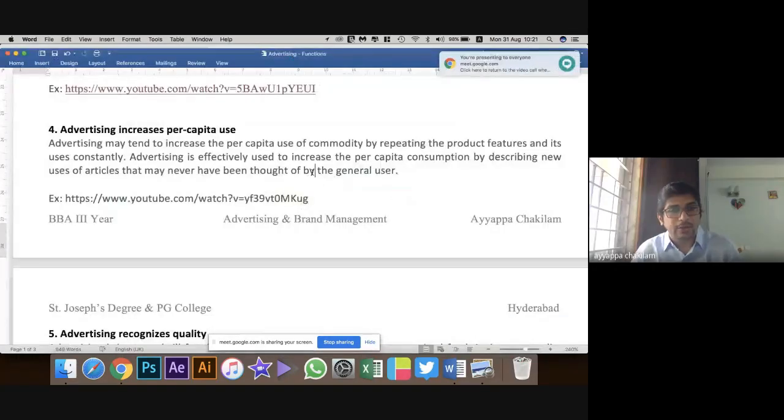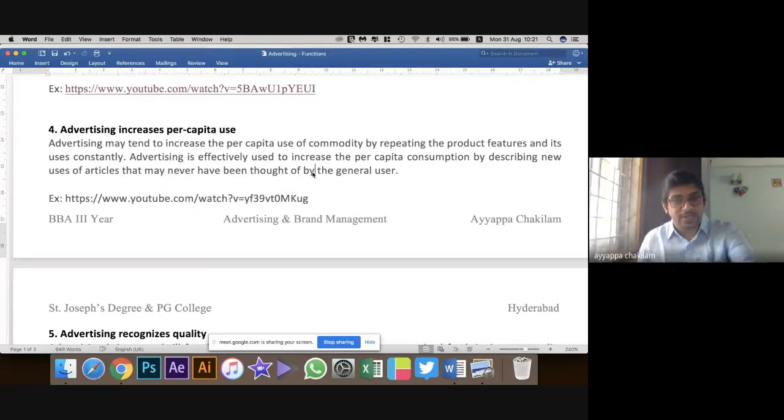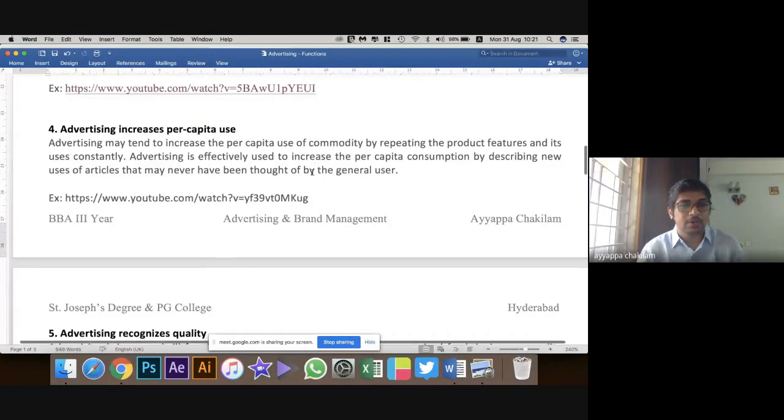So they're trying to tell the customers that Snickers is not only a chocolate which is tasty, and it's not something which has high nutrients, but Snickers can be had if you are hungry. So that's a different kind of product positioning they came up with.